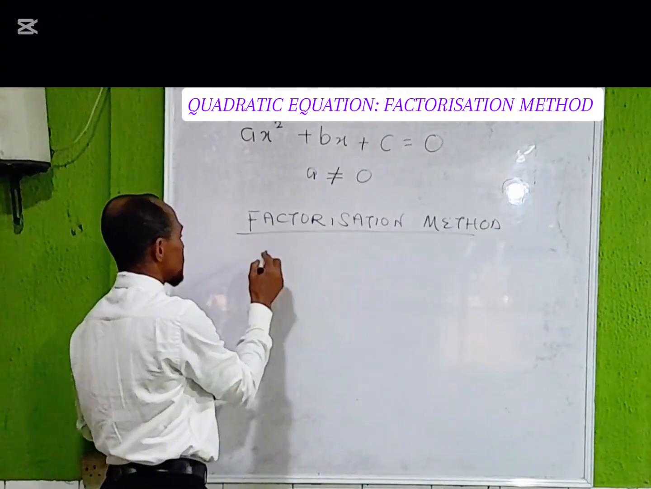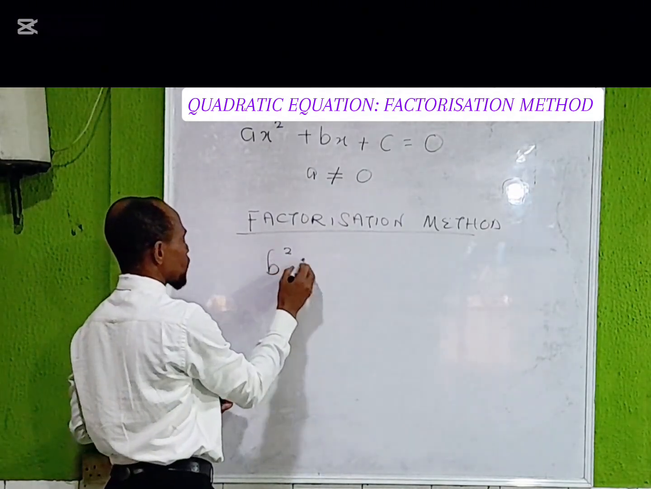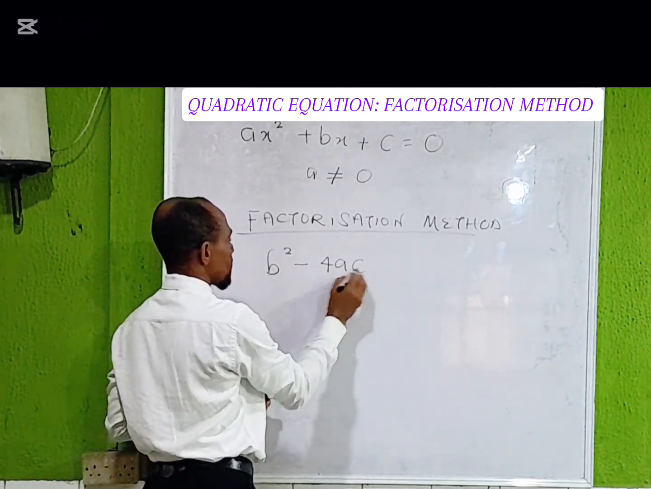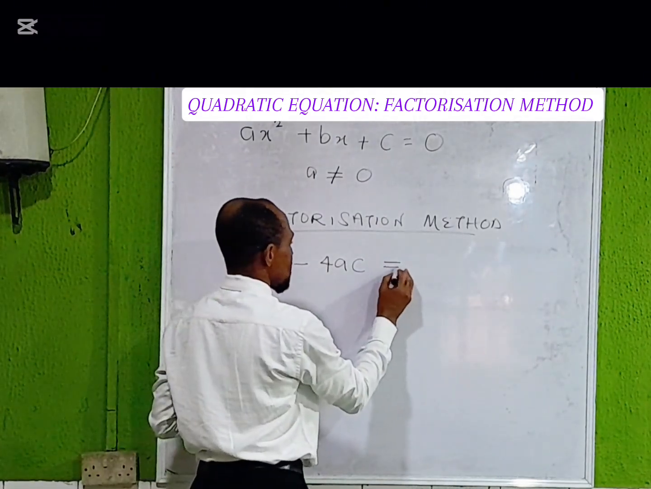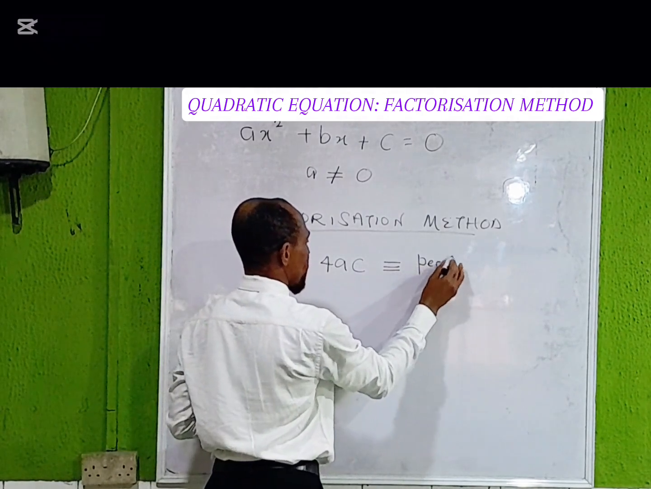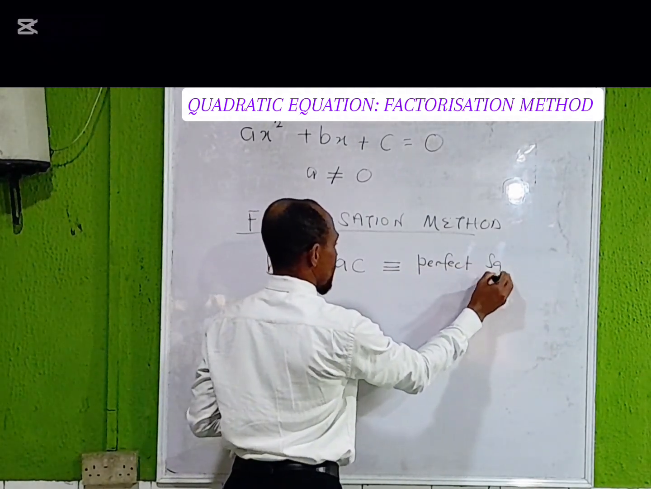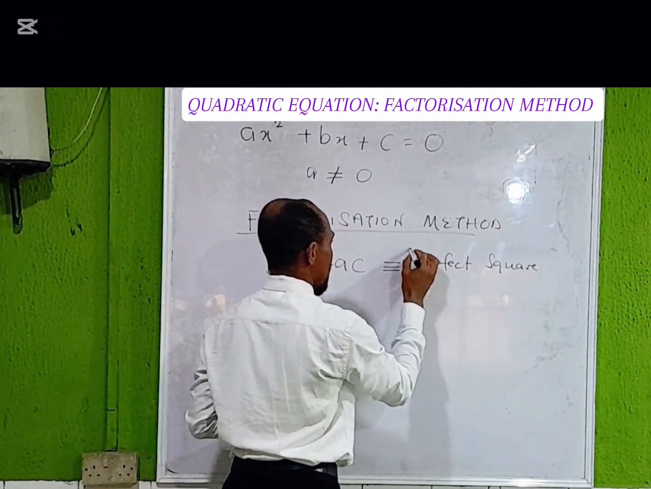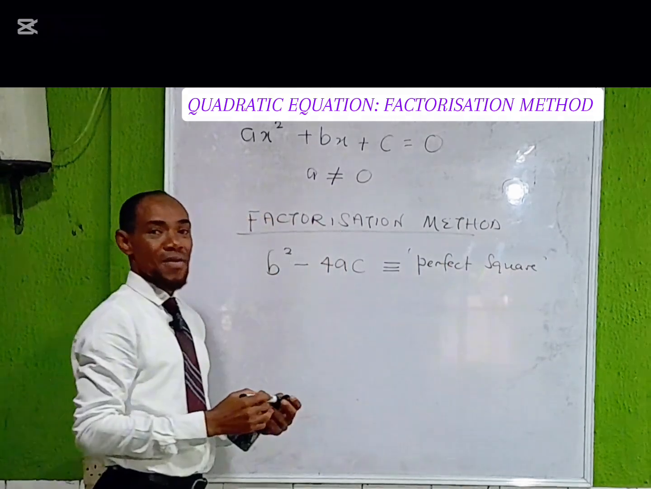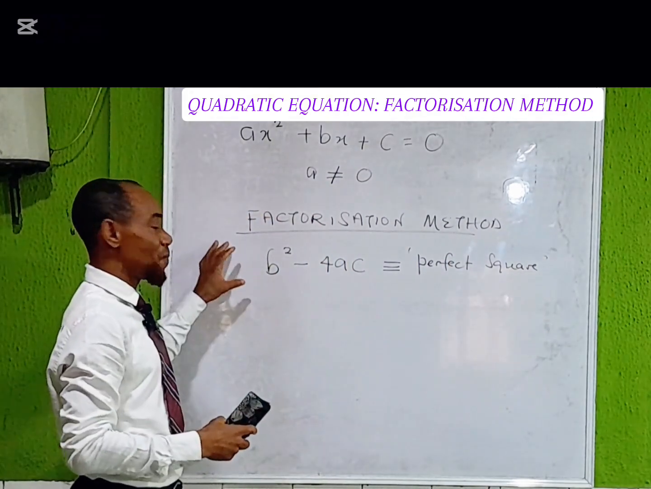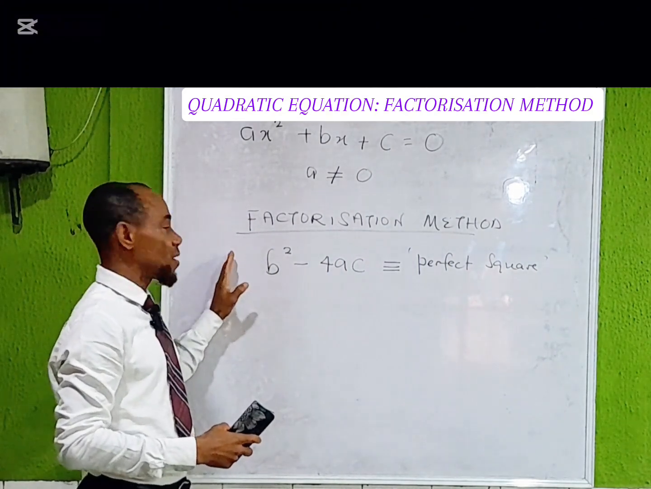And that is what I call the test of factorizability. So you have b squared minus 4ac. If you get a perfect square, then that means that equation can be factorized. This is what I call the test for factorizability.